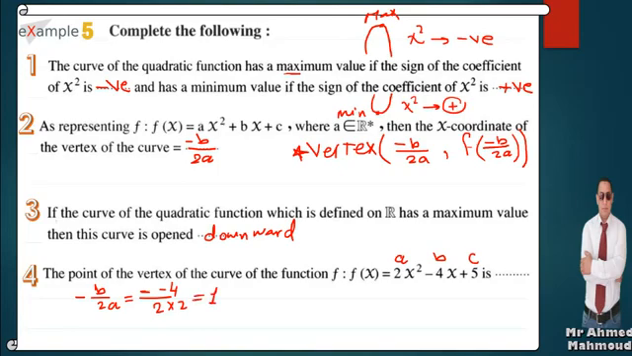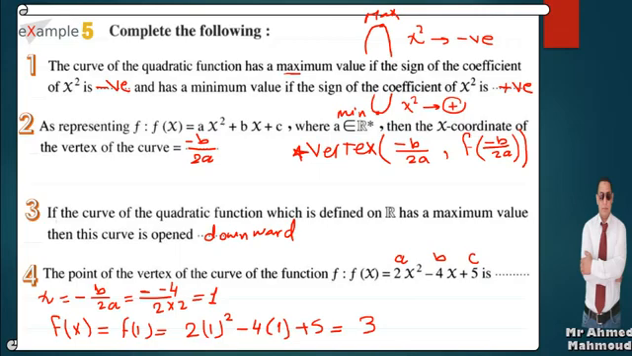Okay, then x equals 1. Okay, y equals, or f of x equals, or f of 1 equals, which is equal to 2 times 1 power of 2 minus 4 times 1 plus 5. This one equals 3. Then the point finally will be 1 and 3 by using this rule of the vertex.